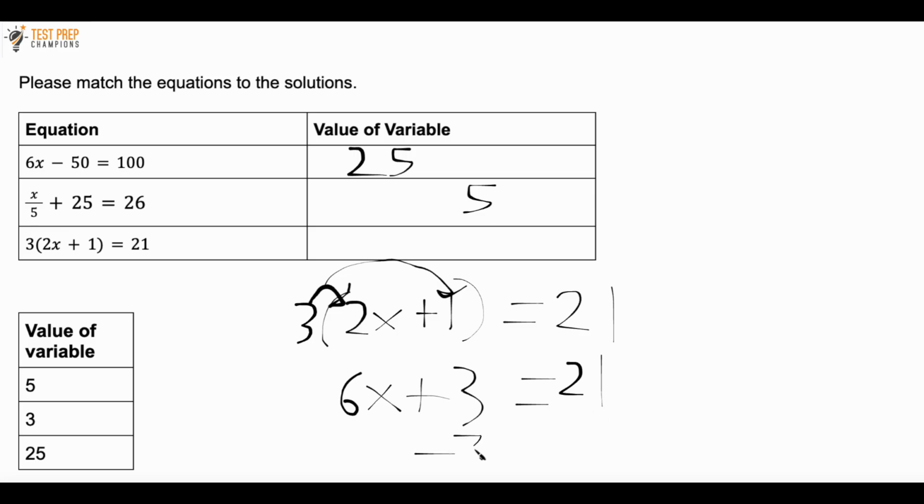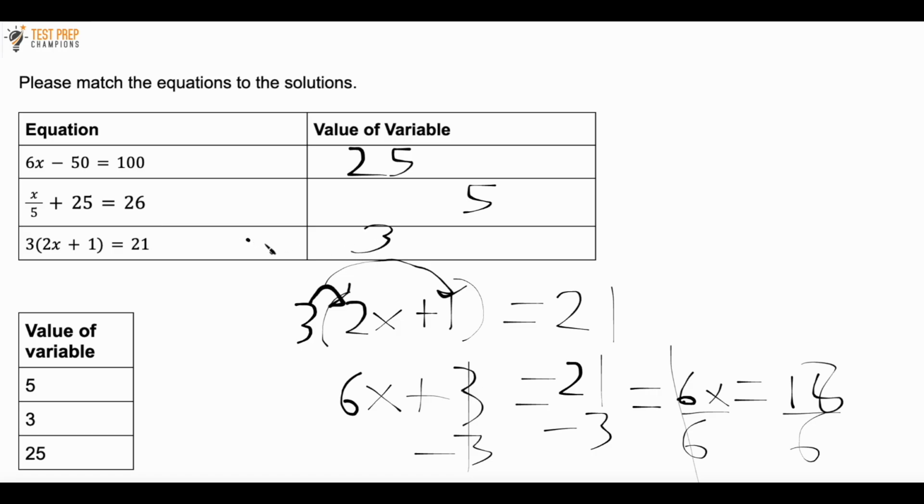So now I'm going to subtract 3 on both sides here. So when I do that, I'll get 6x equals 18. So how do I get the x? Well, I get the x by dividing by 6 on both sides. 6's will cancel out here on the left, and 18 divided by 6 gives us 3. So the answer for the last box here is 3. So I should have 25, 5, and 3.